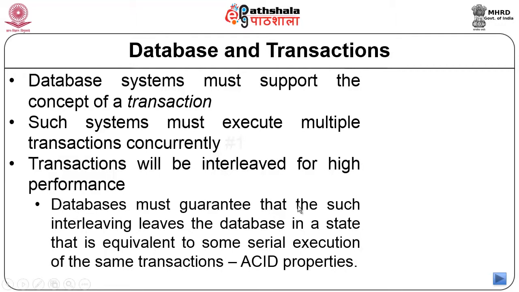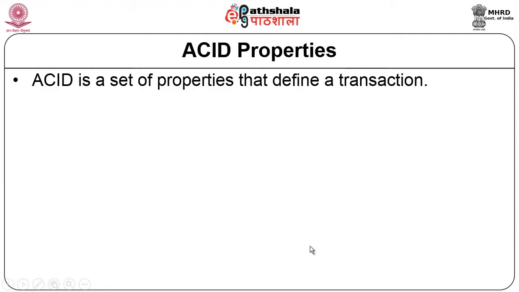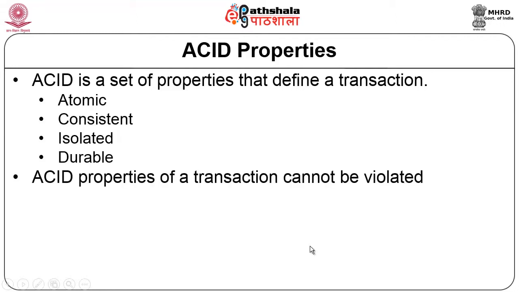And what is the guarantee from the side of the database? The database has to guarantee that these transactions are interleaved in such a manner that there is a serial equivalence, which we have learned in our earlier module, that there has to be serializability across all these transactions, and the database has to give that guarantee. And the transactions follow what is known as the ACID properties. Now, what are these ACID properties? ACID properties are four properties: atomic, consistent, isolated, and durable, and these ACID properties of transactions cannot be violated.